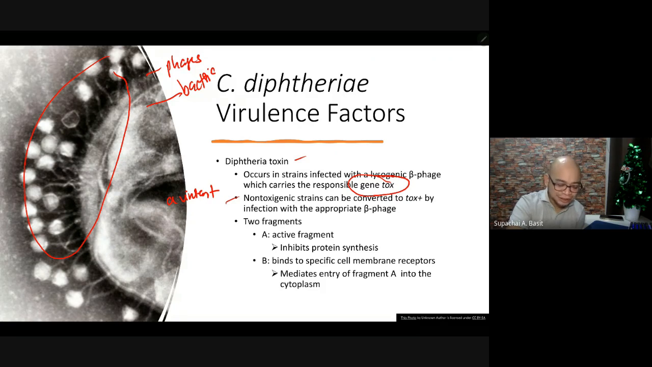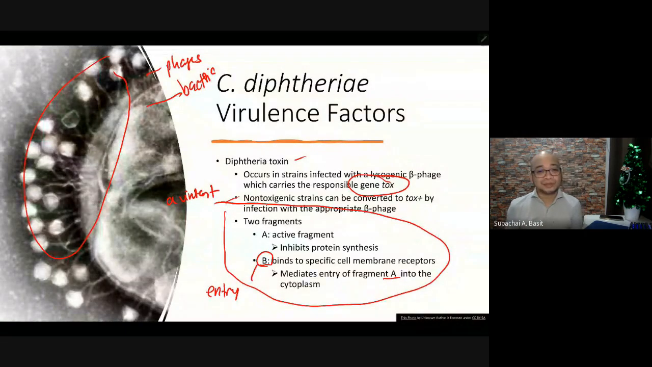So the diphtheria toxin is made up of two fragments. Fragment A is the active fragment, which can inhibit protein synthesis. And fragment B binds to the specific cell membrane receptor. Fragment B, therefore, is responsible for the entry of the toxin into the specific cell because it mediates the entry of fragment A into the cytoplasm. Again, these are the two fragments of the toxin.